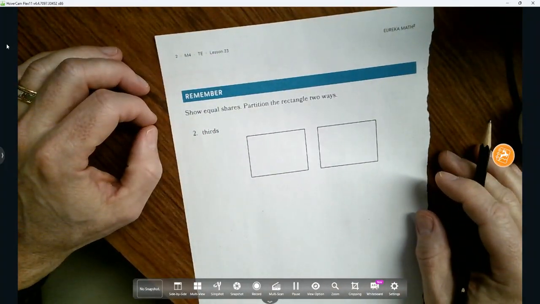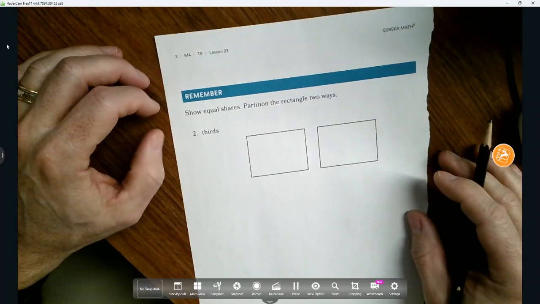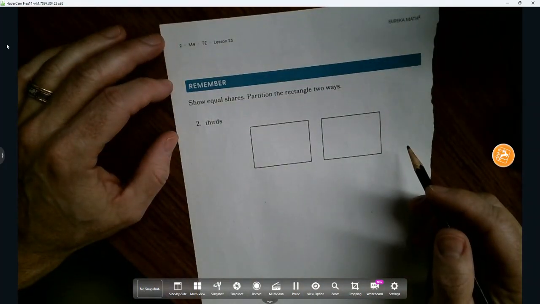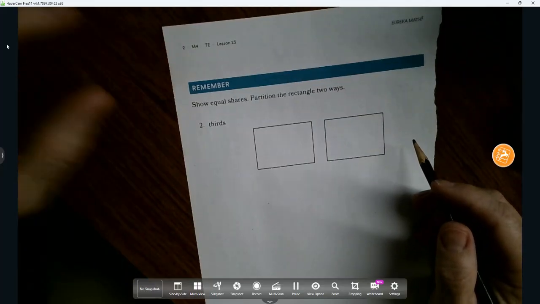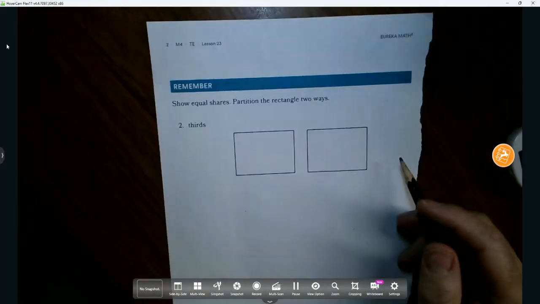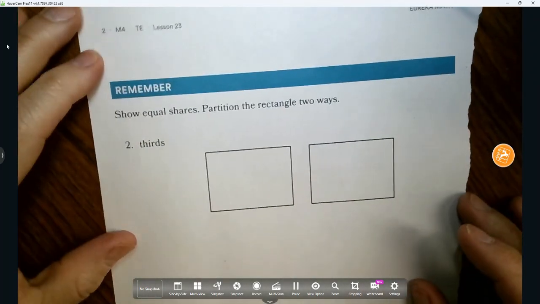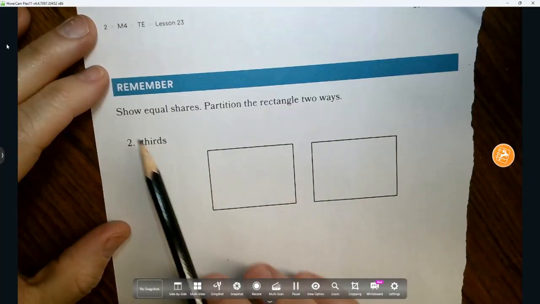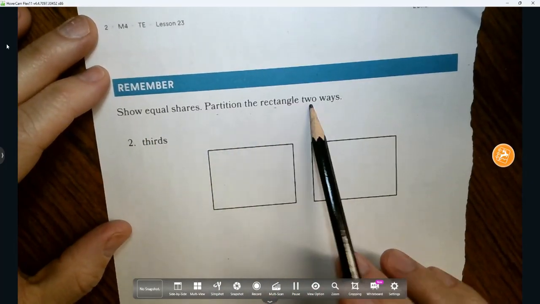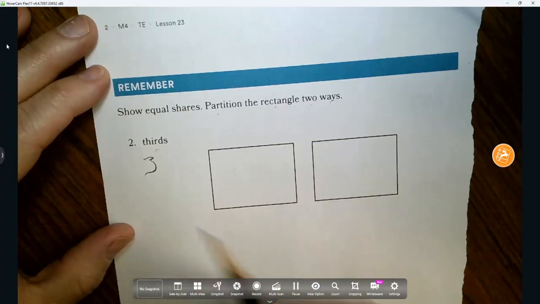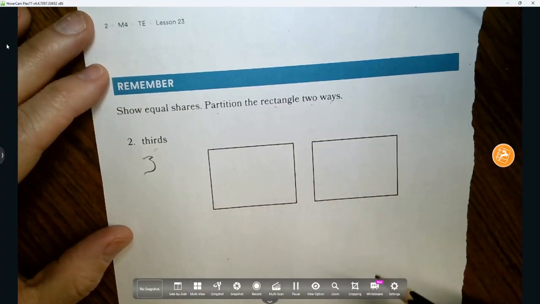All right, show equal shares, partition the rectangle two ways. So thirds. Thirds means, where did my light go? Hold on. All right, we're gonna zoom in. I don't know what's going on. My light just disappeared. All right, sorry about that. Partition the rectangle two ways. Thirds. Thirds means 3. So we need 3 parts, 3 different ways in here.